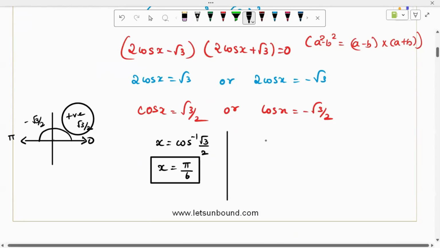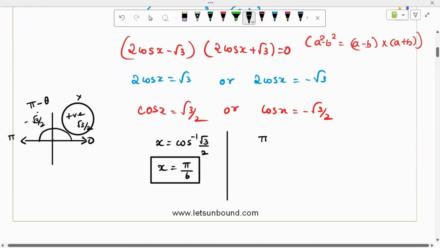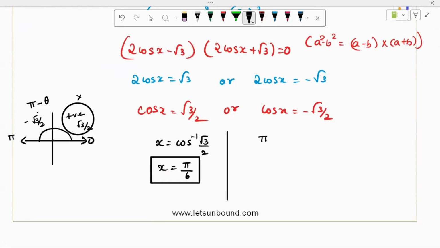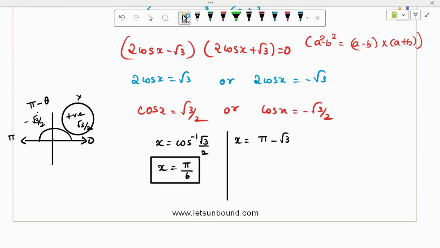Then cos x is minus root 3 by 2. It is not in the first quadrant, it is in the second quadrant. The second quadrant is obtuse and it can be expressed as pi minus the reference angle. What is the reference angle? Everywhere I am solving for cos root 3 by 2, but which quadrant it lies in depends on the sign. So my answer is x is equal to pi minus cos inverse root 3 over 2.